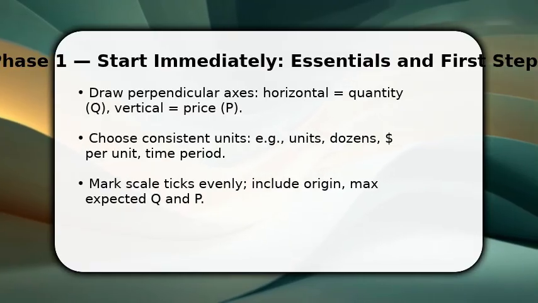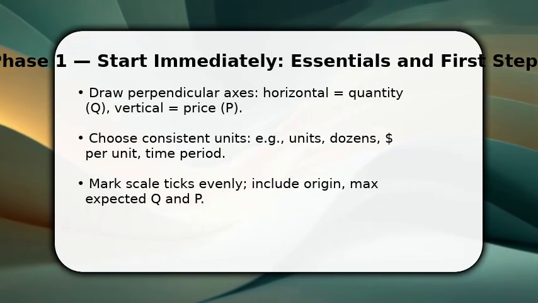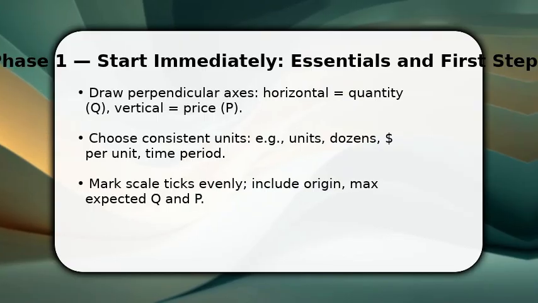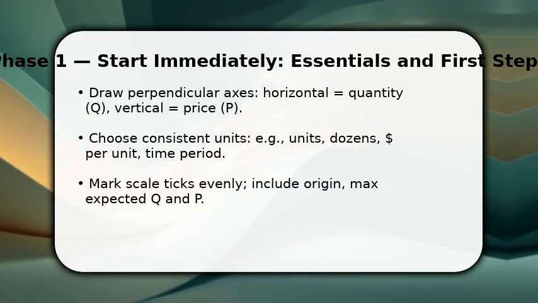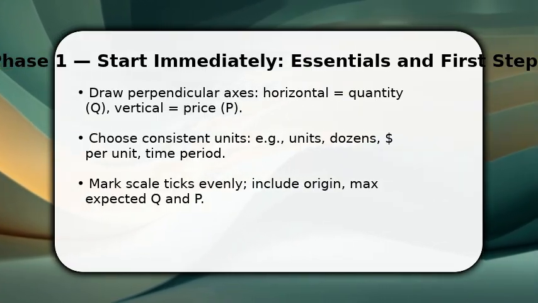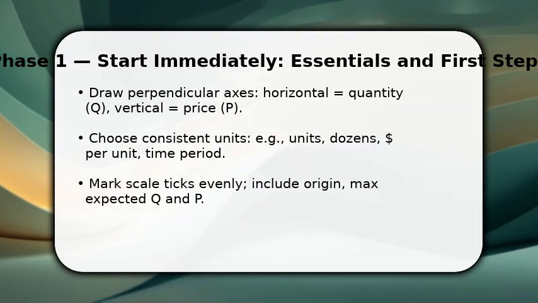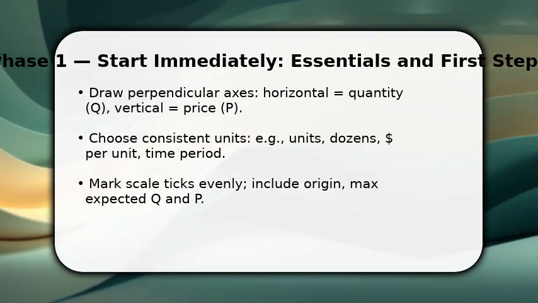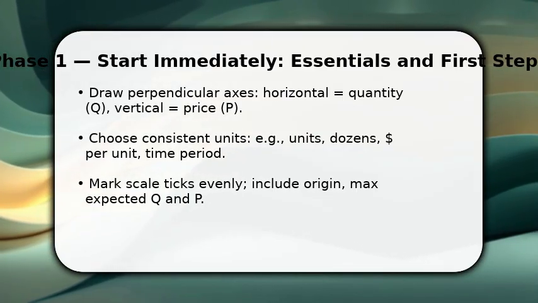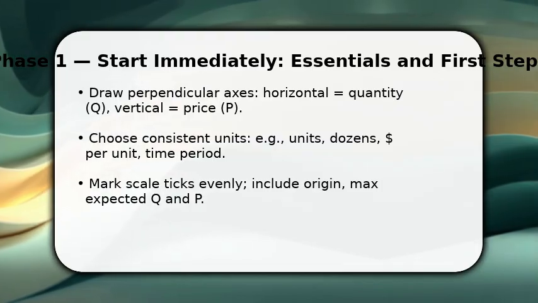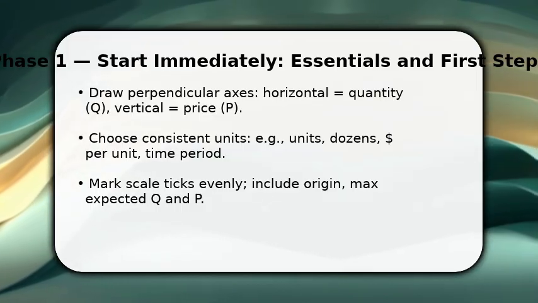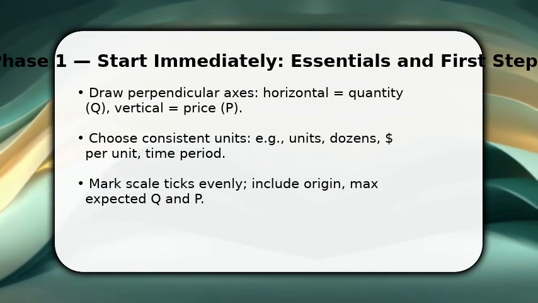You start by drawing the axes immediately, horizontal for quantity, vertical for price. Label them Q and P and pick units that match your data, for example, units and dollar per unit. Once done, set even scale ticks so plotted points fall on the grid. This avoids distortion. Make sure the origin and expected maximums are visible, because lining up scale and labels early prevents reworking the graph later and keeps your slope calculations accurate.